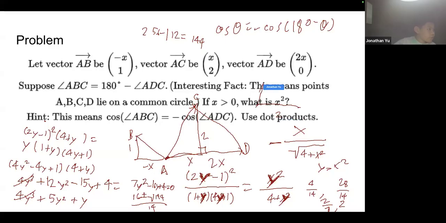So if x is 2, then our diagram is going to look like this. Oh wait, no. Okay, if x is 2, then we're going to plug both of them back into our original equations. The cosine of the angle between BA and BC, I think, was this.